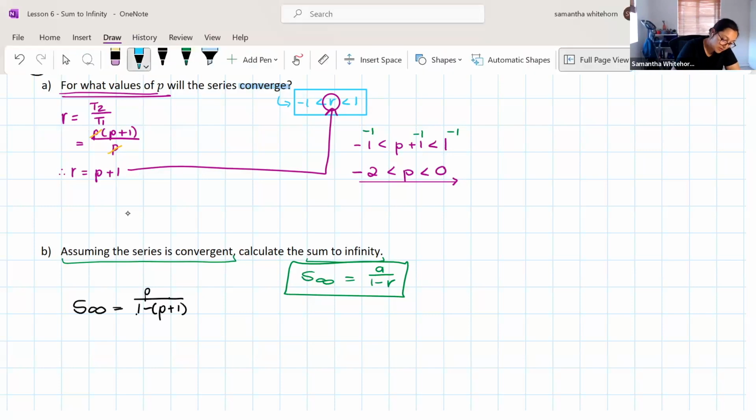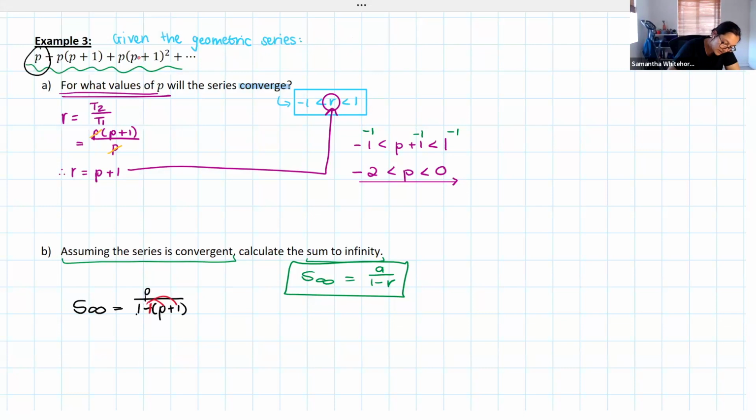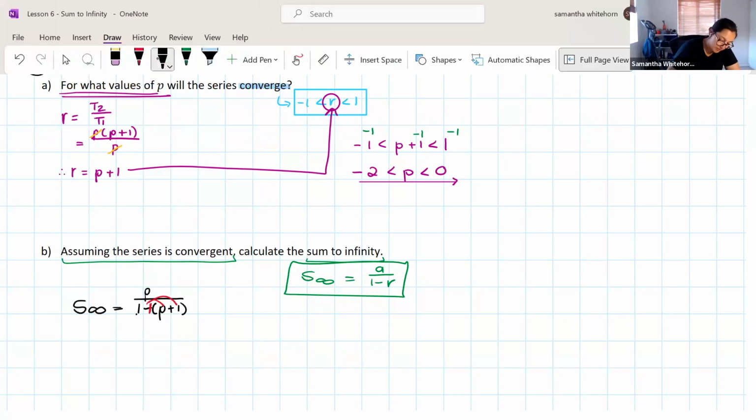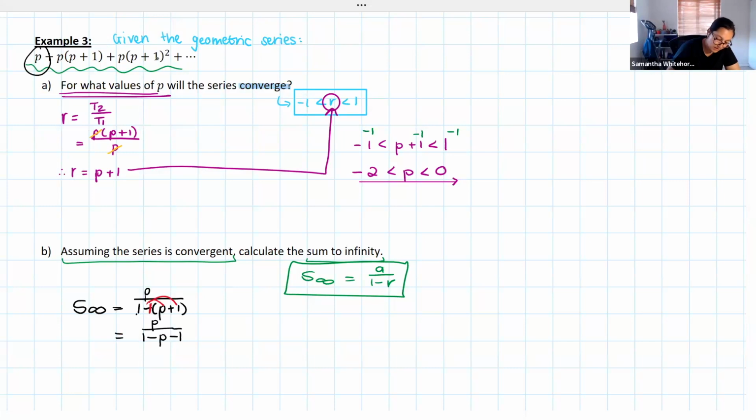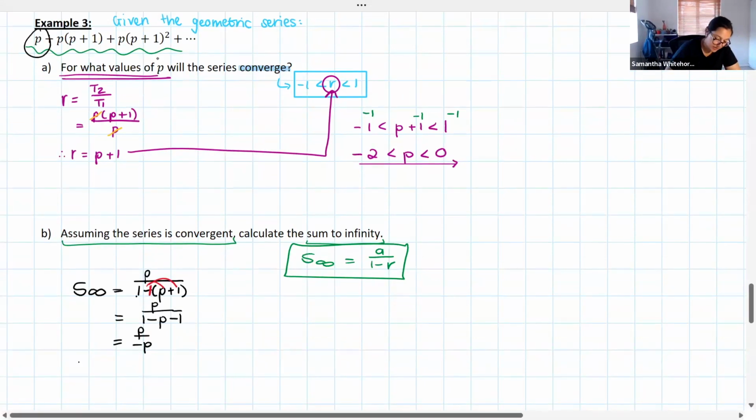Because what you now need to be mindful of is the fact that this negative 1 coefficient to the bracket has to be distributed into the bracket. And so we get P over 1 minus P minus 1. 1 minus 1 cancels, and so we're left with P over negative P. And P divided by negative P is negative 1. So our sum to infinity here is negative 1.